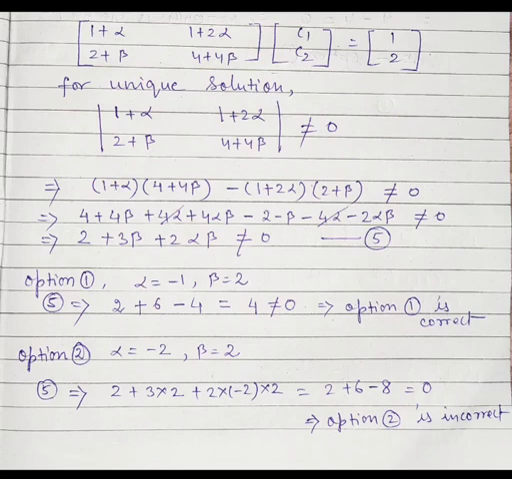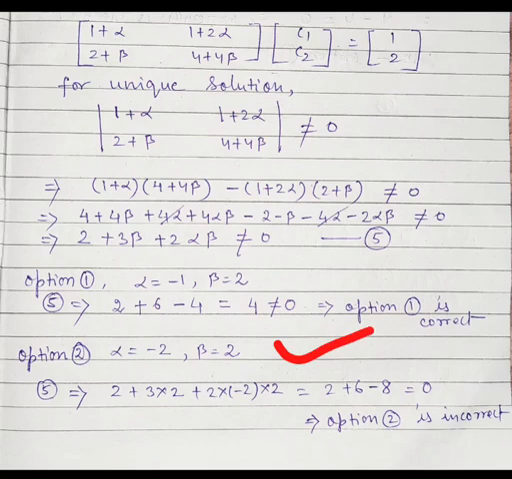So on solving we will get 2 + 3 beta + 2 alpha beta is not equal to 0 as equation number 5. Now we were having the values of alpha and beta in the options, so we will take option number 1. Here alpha is −1, beta is 2. So we will put the values of alpha and beta in equation 5, and we see that it is 4, which is not equal to 0. So option 1 is correct.